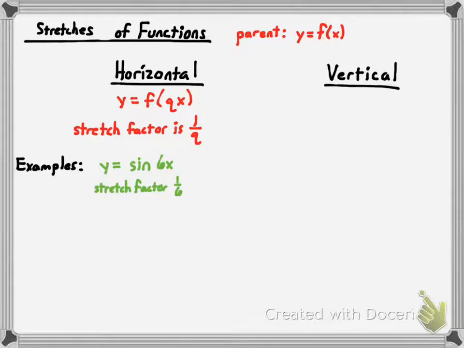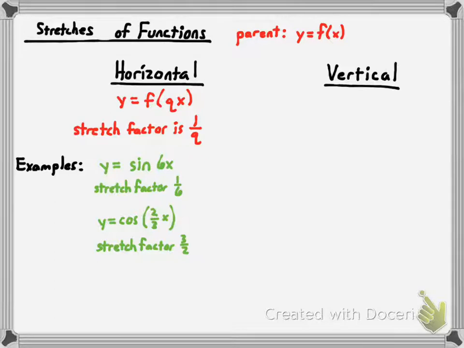Now let's look at one that would stretch and make itself wider. That would be something like y equals cosine of, say, 2/3 x. Here I get to emphasize that the stretch factor is just the reciprocal of whatever that value q is. Whenever q is less than 1, the stretch factor is going to be greater than 1, and so the graph would get wider instead of narrower. So that's horizontal stretching, when you multiply the input value of a function by some constant.